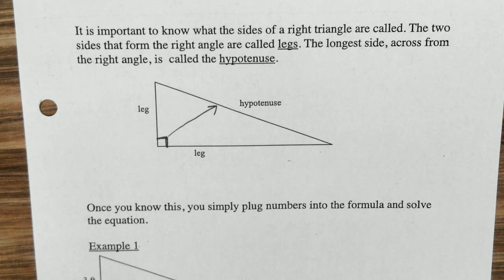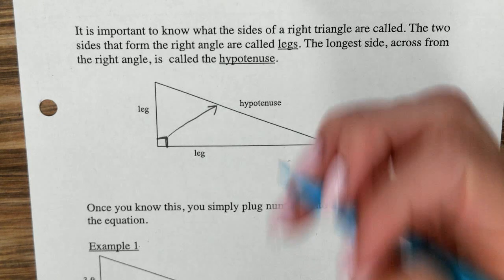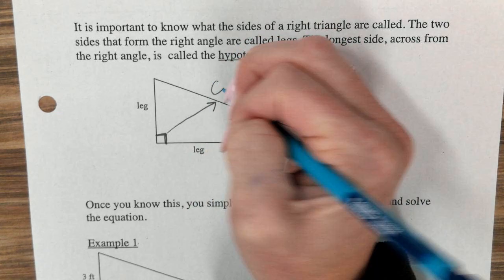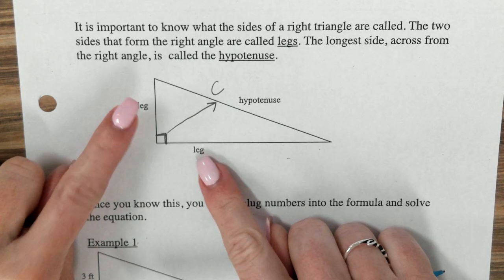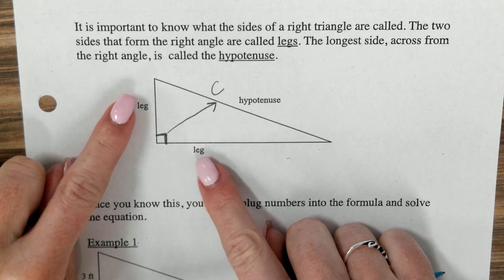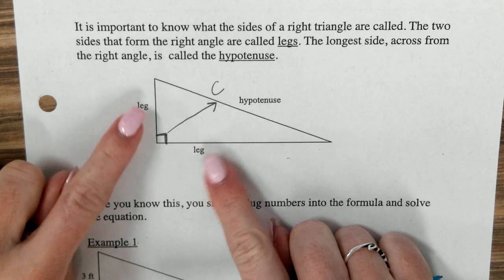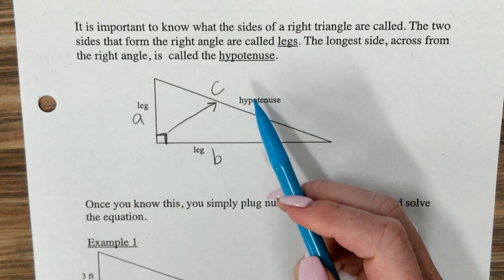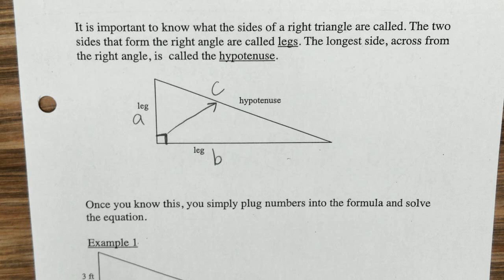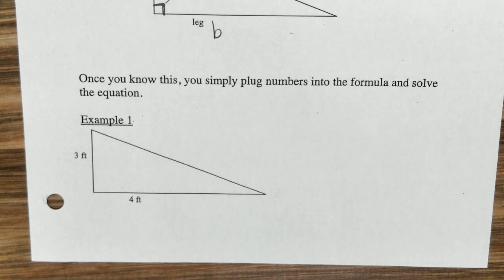That's just the fancy word he came up with. What is it, the A, B, or C? The C. The side across from the right angle has to be called the C. These two sides are called the legs, and you can label those A and B. Does it matter which one's A or which one's B? No. The only one that matters is the side across from the right angle has to be the C. Very good. Once you know this, you simply plug the numbers into your formula and solve.